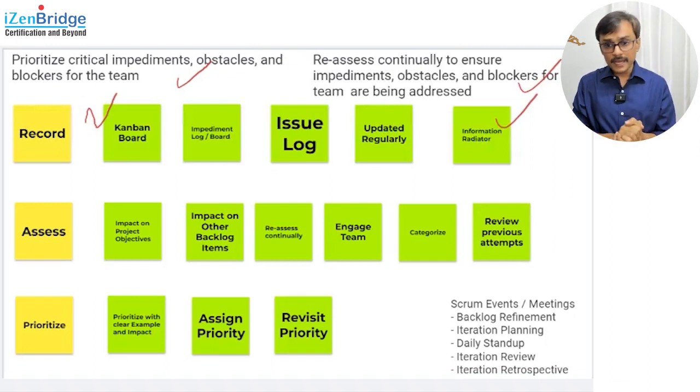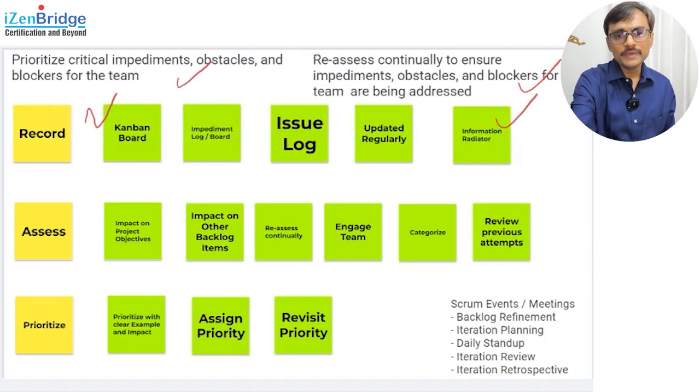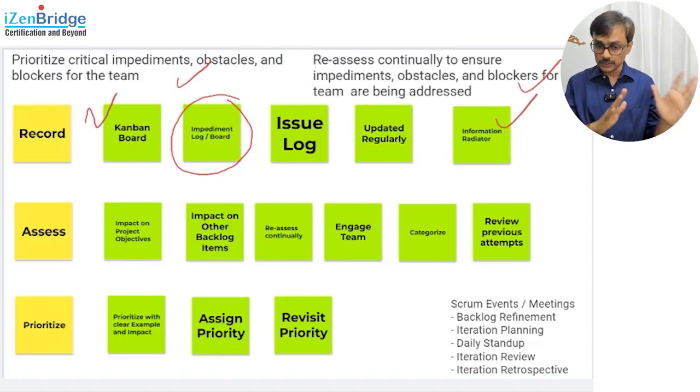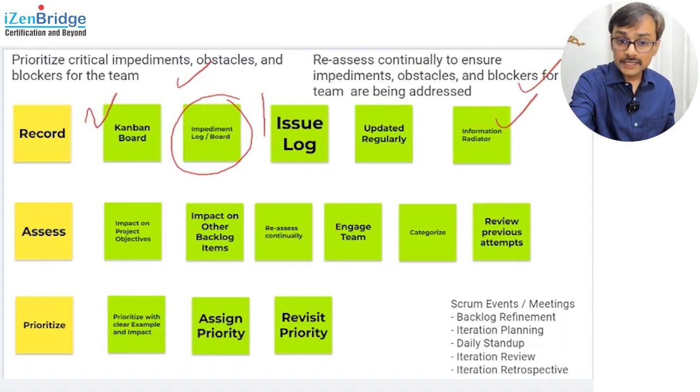So you record the impediments maybe on a board, and that board can work as an information radiator. You may have a separate list or a board. You may call it an impediment log or board. That is also okay. You can use our traditional artifact called the issue log to record the impediments.